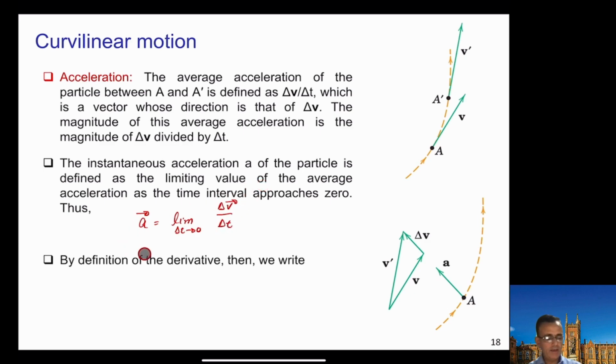And by definition of the derivative, we can write that this equation is just dv by dt, and obviously a is a vector, v is a vector, and you can also write this as v dot, which is the time derivative of the velocity here.